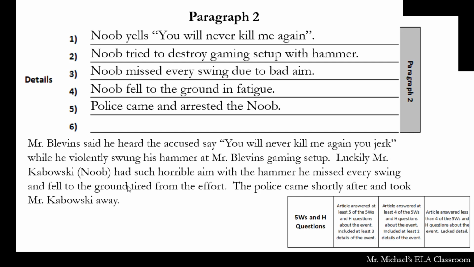So this is how writing an article becomes extremely easy if we plan it. If we don't plan, we fail. But when we plan, we succeed. So if we look here, the article answered at least 5 of the 5 W's and H questions about the event, which it has because now I have the why. So I've answered all 6. And included at least 3 details of the event. So we're going to have 1, 2, 3, 4, and 5. 5 is greater than 3. So that's going to be a full mark.